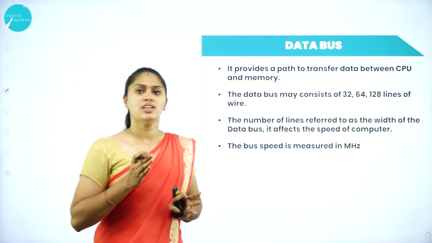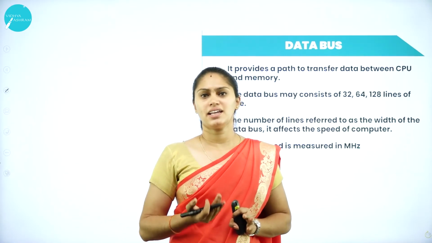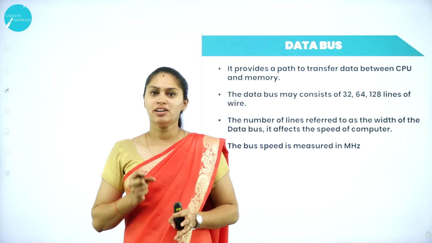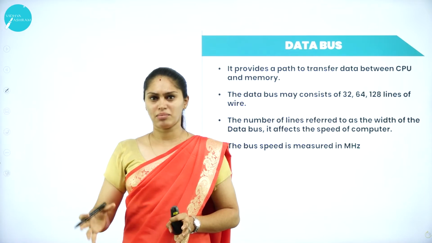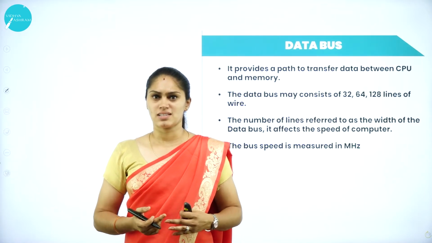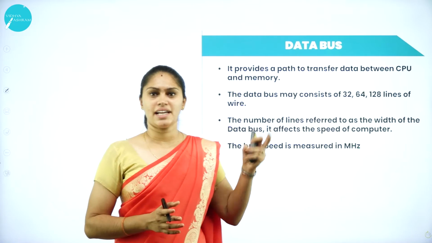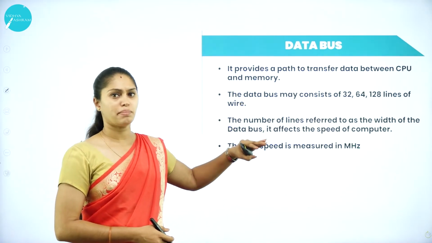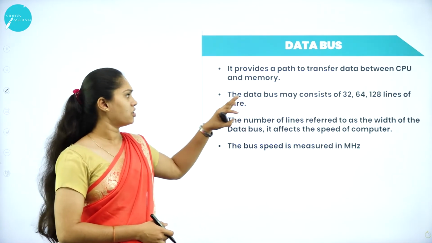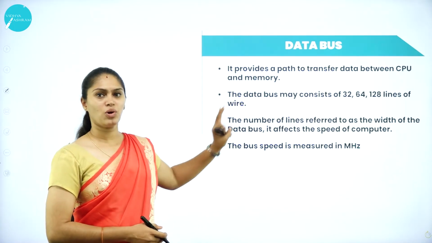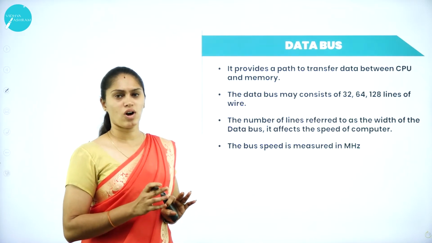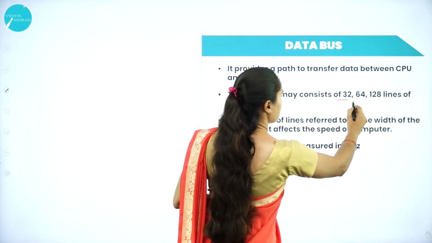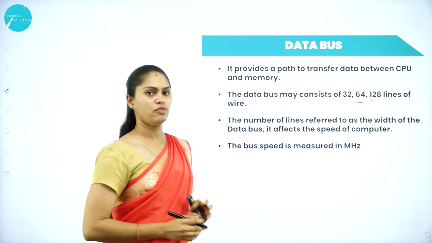As we all know, if I want to execute any data and instruction, then that must be in the memory. Then the CPU fetches the data from the primary memory and processes it. In the same way, the data bus acts as an interface, or provides a pathway, to transfer the data between the CPU and memory. That is known as the data bus. And a data bus may consist of 32, 64 and 128 lines of wire.